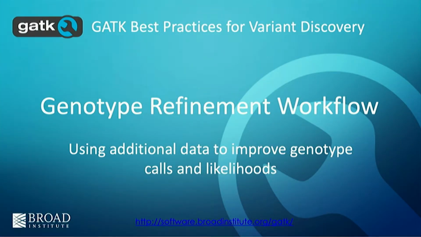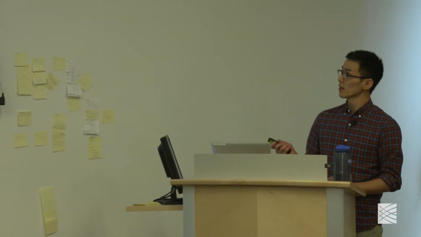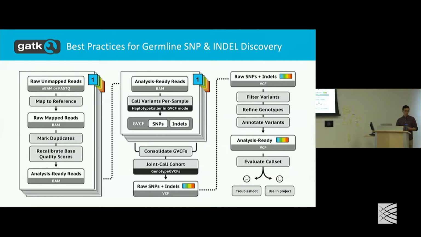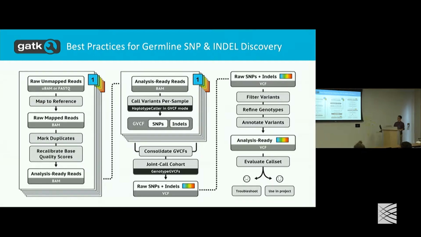I'm one of the developers for the GATK, and we're going to talk about the next step in the workflow, which is genotyping, genotype refinement. So this is where we are in the pipeline. We just filtered the variants using the CNN and/or VQSR, and now we're going to get better calibrated probabilities for each genotype.